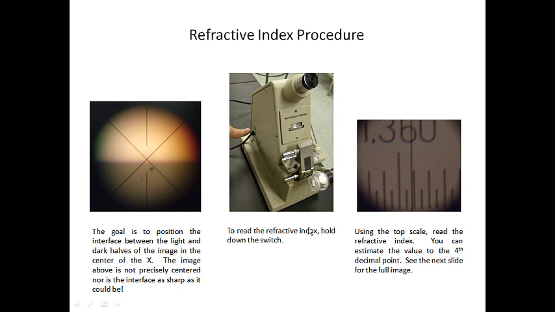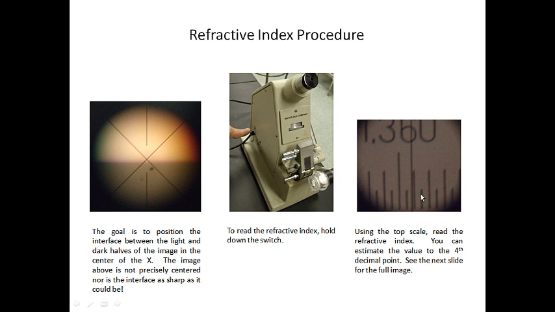To read the refractive index, you hold down this switch, and when you do, the light goes off and a light on the inside comes on, so that when you look through the eyepiece, you'll see this line, and then you've got to measure the refractive index using this scale. It was incredibly hard to get pictures inside of this, so this was the best I can do. You'll see something that looks like this. You should be able to measure the refractive index to the 4th decimal point.